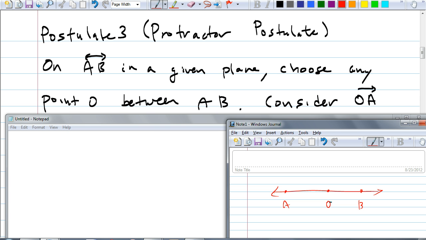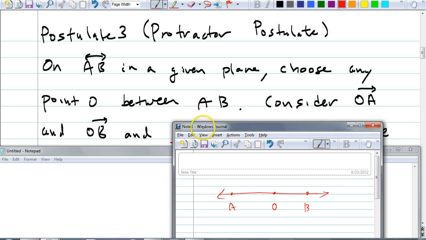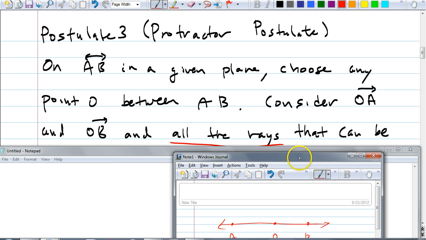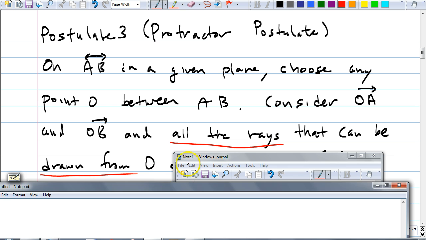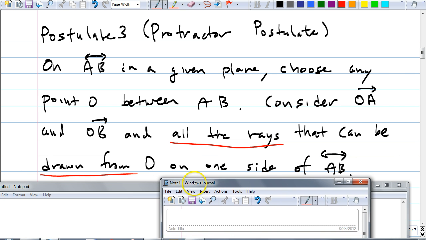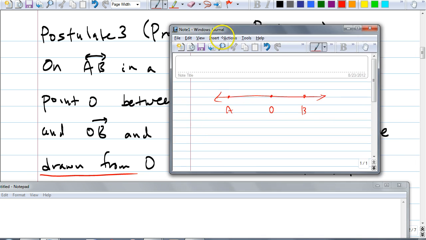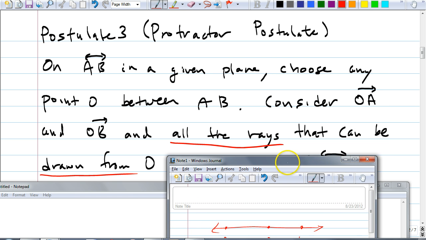Now, it says consider OA. It's ray OA. What's the other ray? Consider OB. There's ray OB. Okay, consider. It's there. And all the rays that can be drawn from O on one side of AB. Look at this. AB separates this whole plane into two sides, right? One above and one below. So let's just choose the top part. Is that okay? And it says consider OA and OB and all the rays.